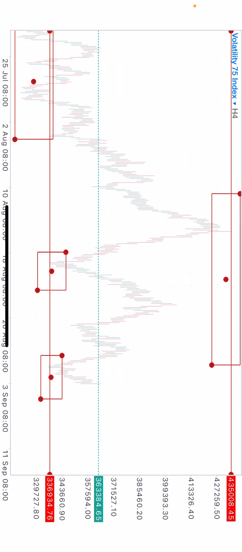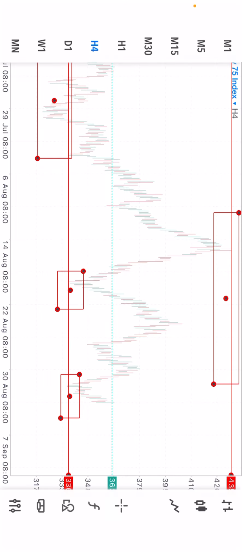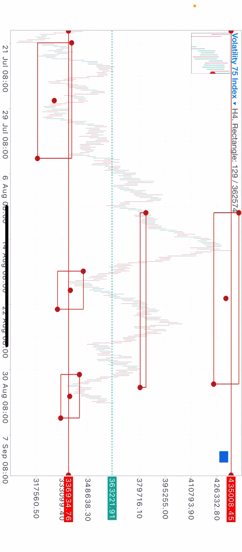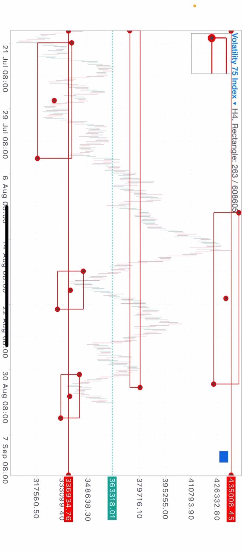So I've already seen my highs. Now I'm left with just marking some important price zones. Okay, these are important price zones. I have my support, I have my resistance. I can see that this whole region is a very important price zone. A lot was happening at that price.